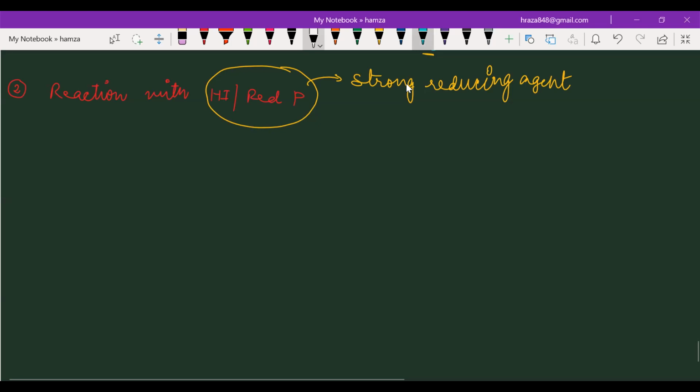Okay, so see, first of all, I'm going to explain the mechanism. So there is alcohol, ROH. If you add this hydrogen iodide in the presence of red phosphorus, what will happen here? It will break this bond and H will be added. So what will be the product? RH, that means hydrocarbon, that means alkane, and H2O will be eliminated. Are you getting my point? Yes, sir.